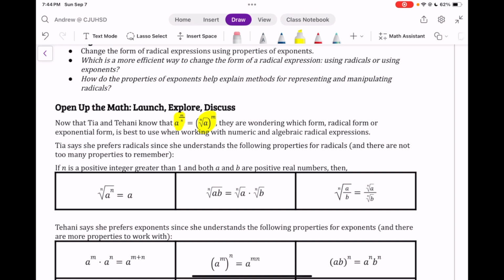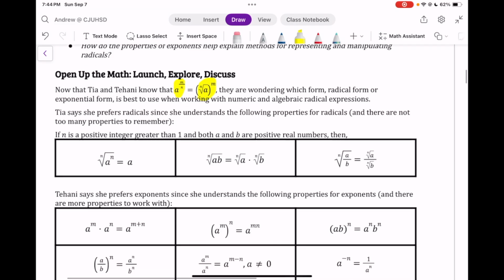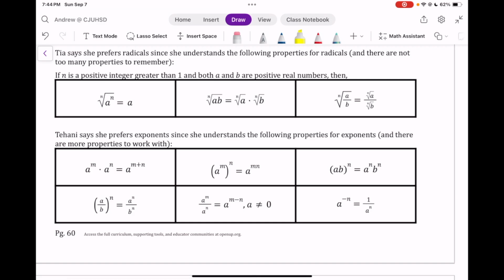Those are the ones we just reviewed. Tehani says she prefers exponents since she understands the following properties for exponents. There are these. So right now, a total of 6.